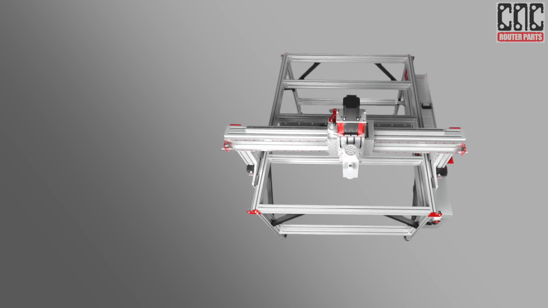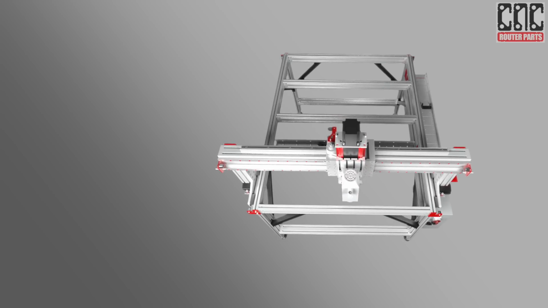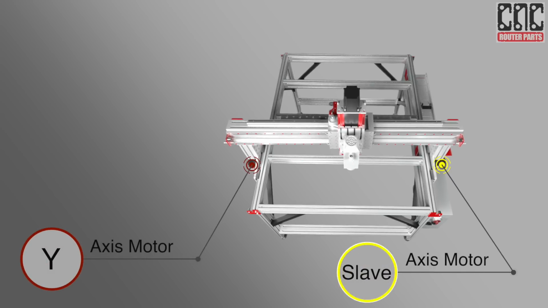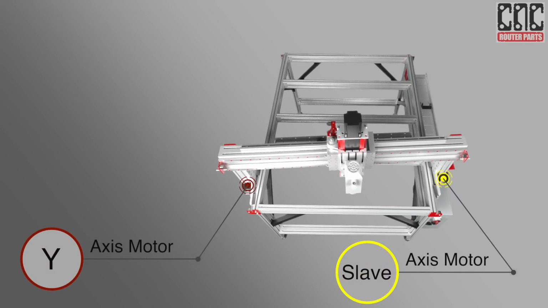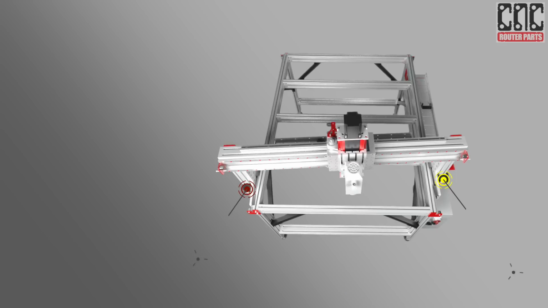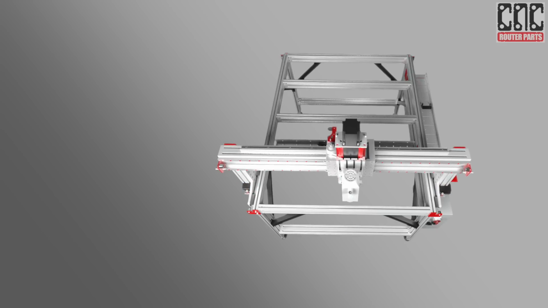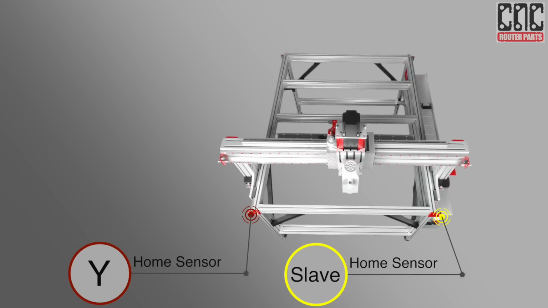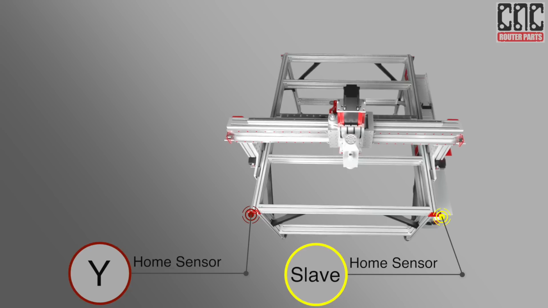Our machines use a dual drive architecture, meaning that the gantry is moved by independent driven axes on either side of the gantry, Y on the left and the slave axis on the right. Their movement is automatically synchronized by our CNC control software and the Y and slave homing sensors. During a Refall Home operation, both axes are driven until each detects its respective home sensor.